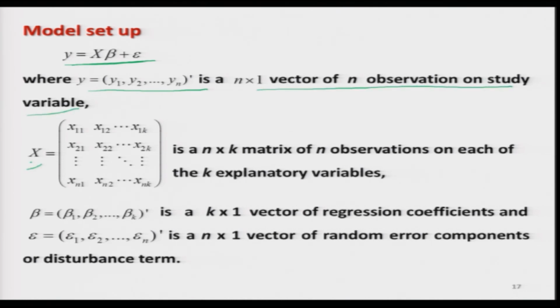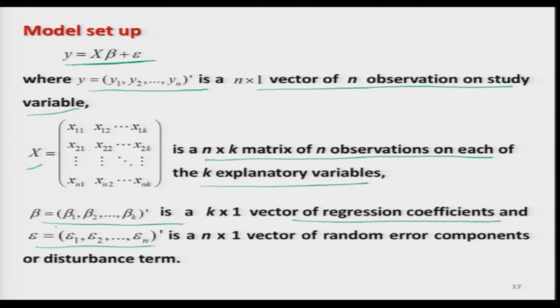Capital X is an n cross k matrix of n observations on each of the k explanatory variables. Beta is a k cross 1 vector of regression coefficients, and epsilon is an n cross 1 vector of random error components, also called the disturbance term. So, this is going to be our multiple linear regression model on which we are going to work.